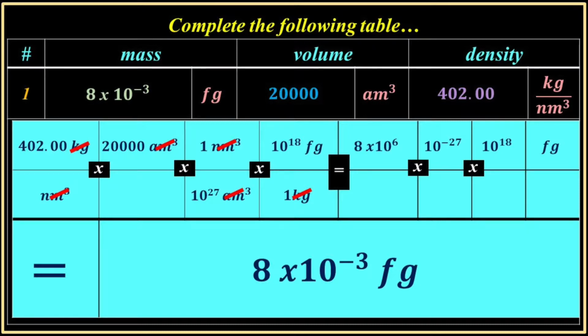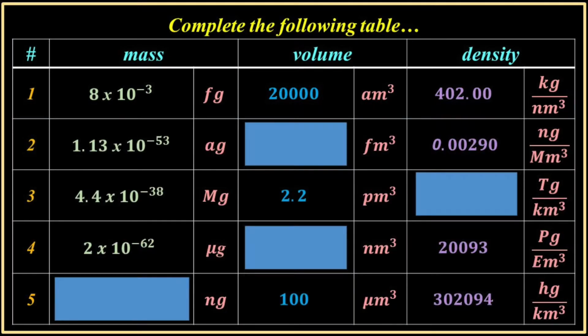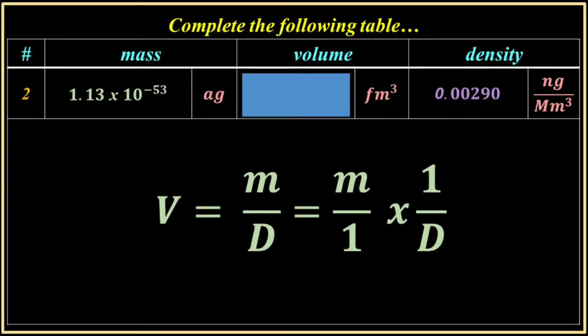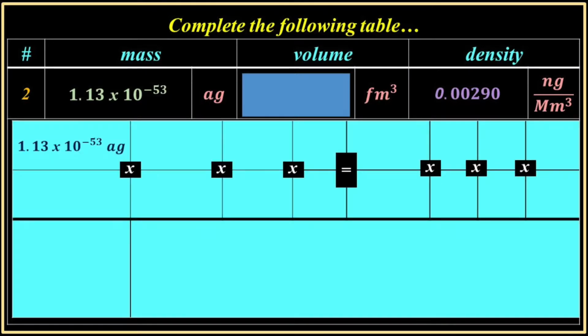Let's do some more. So the next one, I'm going to be finding volume. So I know that volume equals mass over density. Remember, that's the same thing as multiplying mass times the reciprocal of density. So it'll be volume over mass instead of mass over volume, because density is mass over volume. The reciprocal of density would be volume over mass. So just keep that in mind when you're doing these problems.